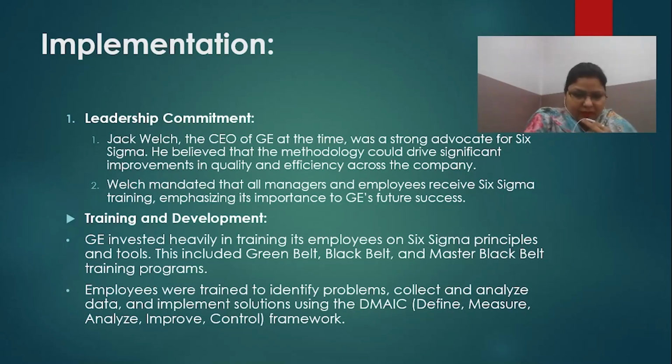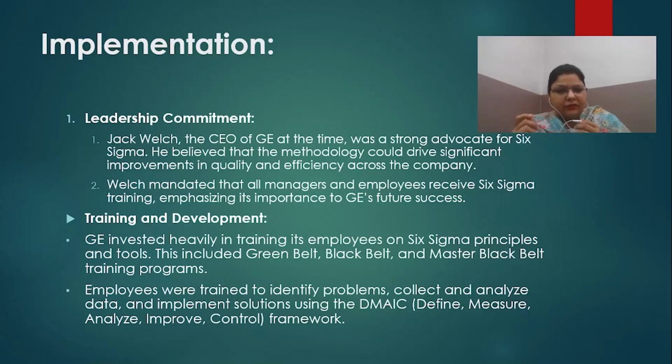How they implemented Six Sigma, just read about it. Leadership commitment. First of all, the first point they considered is how they implemented leadership commitment. Jack Welch, the CEO of General Electric at that time, was a strong advocate for Six Sigma. He believed that the methodology would drive significant improvement in quality and efficiency across the company. Welch mandated that all managers and employees receive Six Sigma training, emphasizing its importance to General Electric's future success.